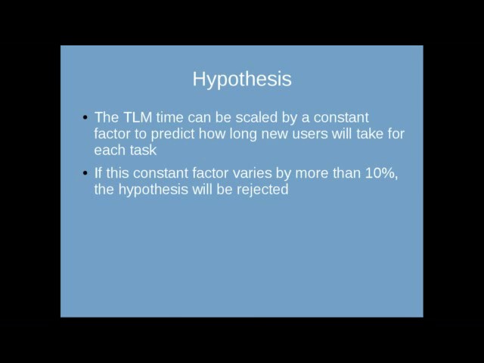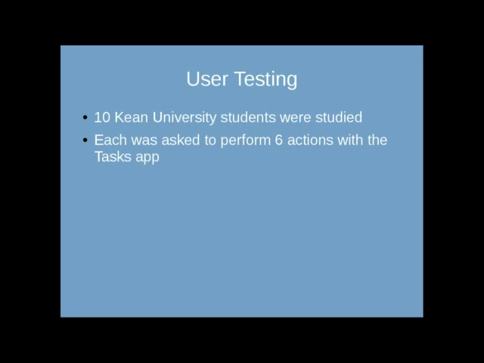The hypothesis is that the touch level model time can be scaled by a constant factor to predict how long new users will take for each task. If this constant factor varies by more than plus or minus 10%, the hypothesis will be rejected. 10 Kean University students were studied and asked to perform 6 actions with the Tasks app.